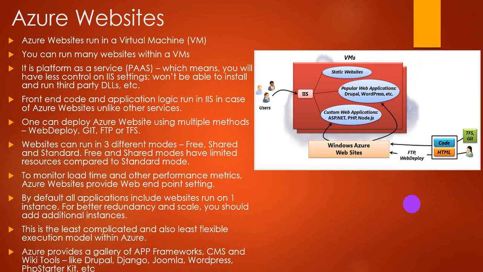Websites can be run in 3 different modes: free, shared, and standard. Free and shared modes have limited resources compared to the standard mode. One could deploy using FTP, Git, TFS, and web deploy. By default, all applications including websites run on one instance. For better redundancy and scale, you should add additional instances. In summary, Azure Websites is the fastest way to deploy but least flexible execution model within Azure.